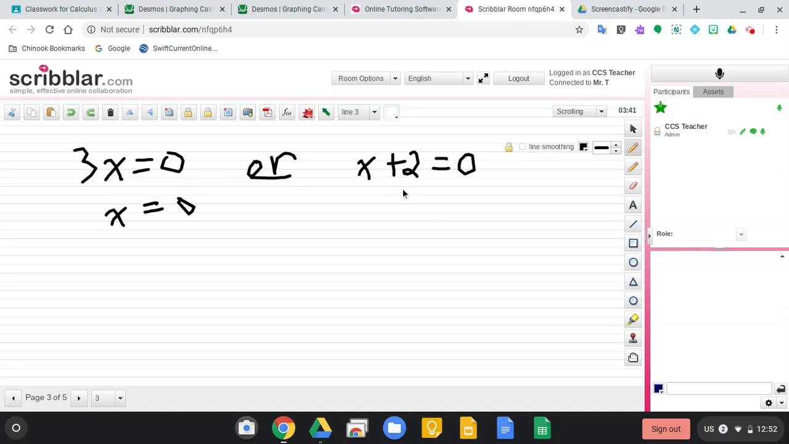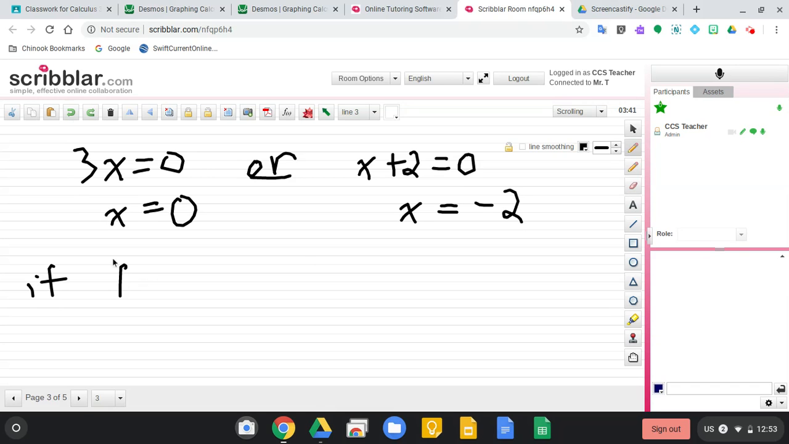If I take the plus 2 over and subtract, x would equal minus 2. So I have 2 possible x values. Now, if I'm going to graph these, I need to find their corresponding y values. In order to do that, I'm just going to substitute back into the original equation. And if you follow along on the notes, that's what I did.